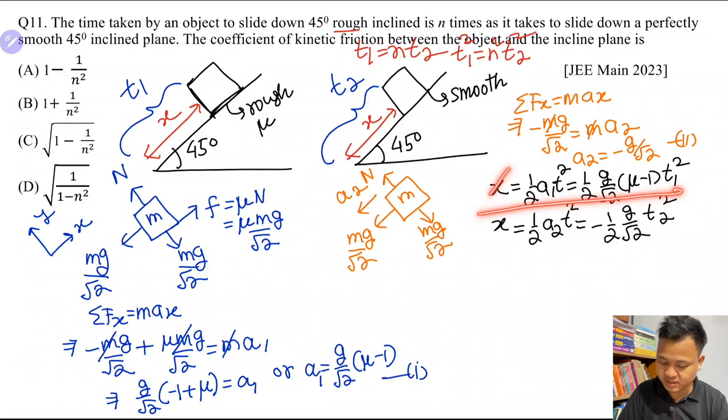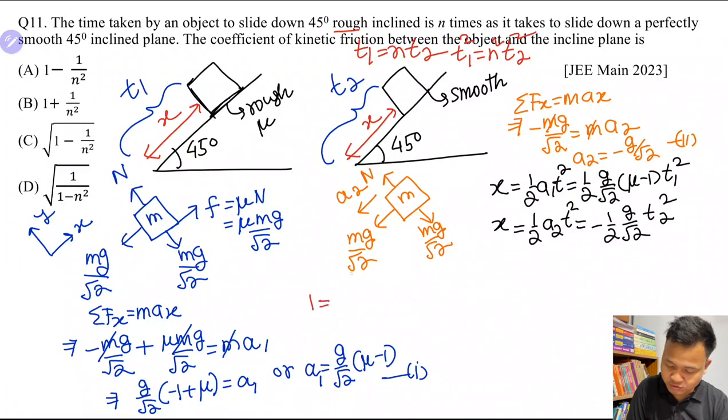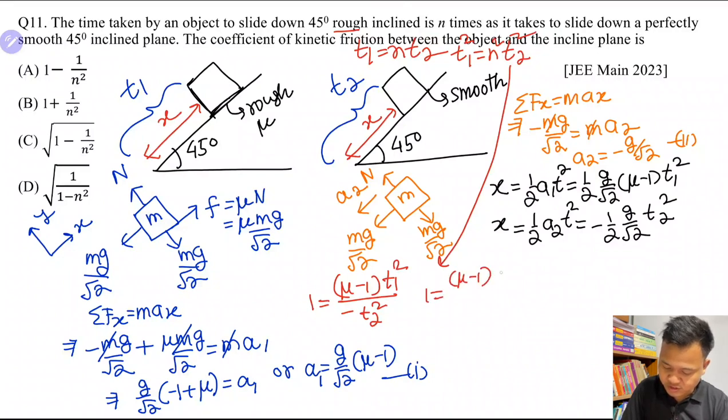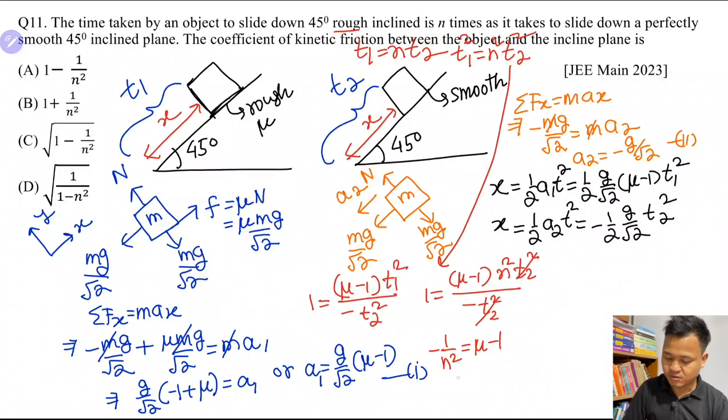So you divide these two, x gets cancelled out. Half g by root 2 gets cancelled out. So I will have 1 equals to mu minus 1 into t1 square divided by minus t2 square. Substituting t1, 1 equals mu minus 1 into n square into t2 square divided by minus t2 square. T2 square gets cancelled out, right? So minus 1 by n square equals mu minus 1. Therefore mu equals 1 minus 1 by n square.